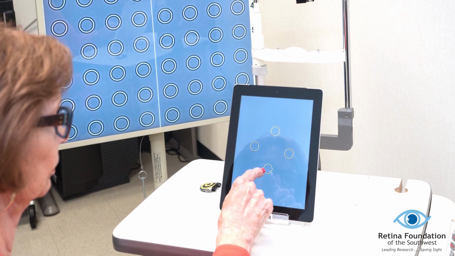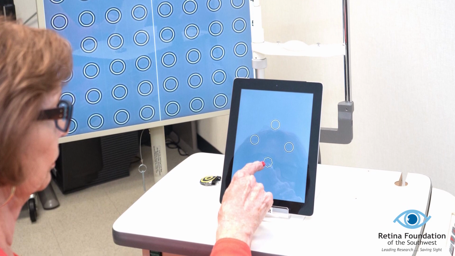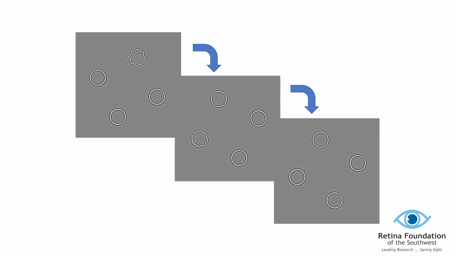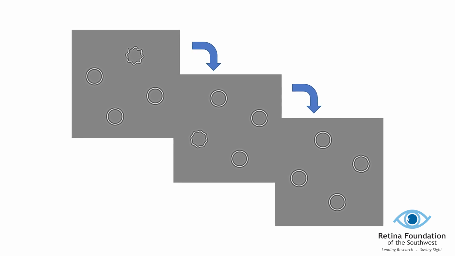In this test, we display 4 circular shapes simultaneously on the screen. Among them, 3 are perfect and only 1 is distorted. The patient's task is to indicate which one of the 4 shapes is distorted. If the patient correctly identifies the distorted one, then the amount of distortion is decreased in the next trial. In this way, the smallest amount of distortion detectable by a patient can be measured. Our research has shown that this shape discrimination test is sensitive to the severity of AMD and diabetic retinopathy.